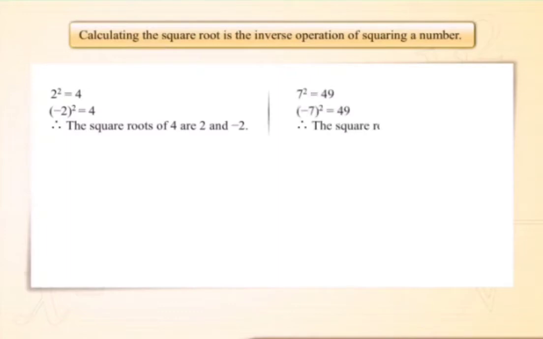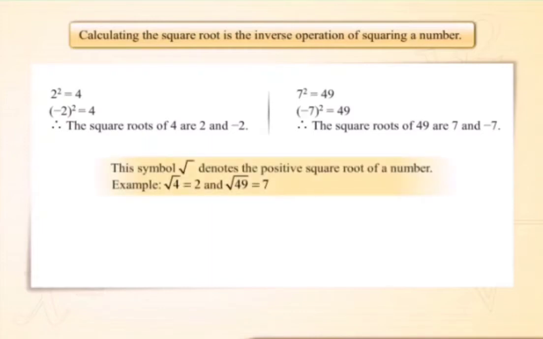2 square is equal to 4, and minus 2 square is also equal to 4. Therefore, you can say that the square roots of 4 are 2 and minus 2. Similarly, the square roots of 49 are 7 and minus 7. Thus, you can say that every number has 2 square roots, one positive and one negative. In this topic, only positive square roots will be covered. The positive square root of a number is denoted by this symbol.